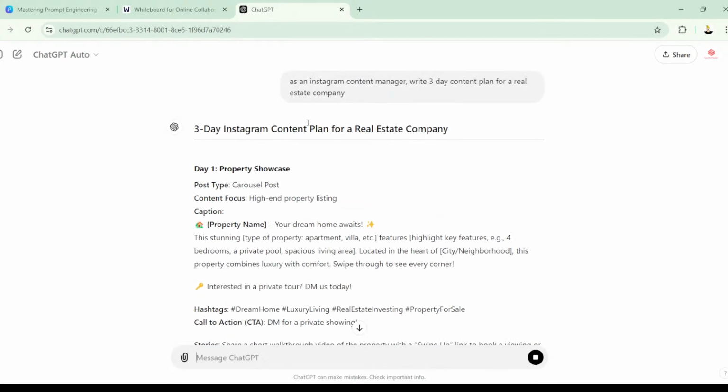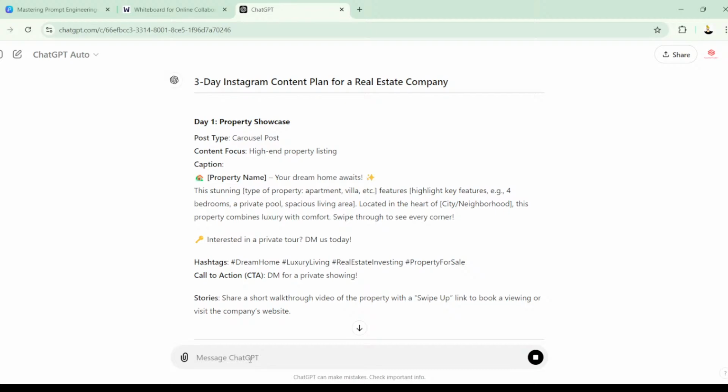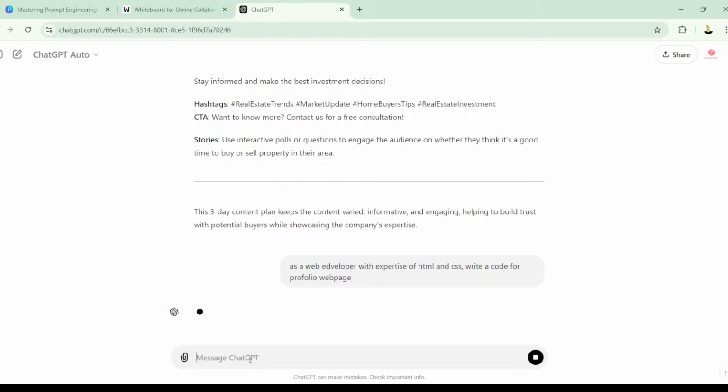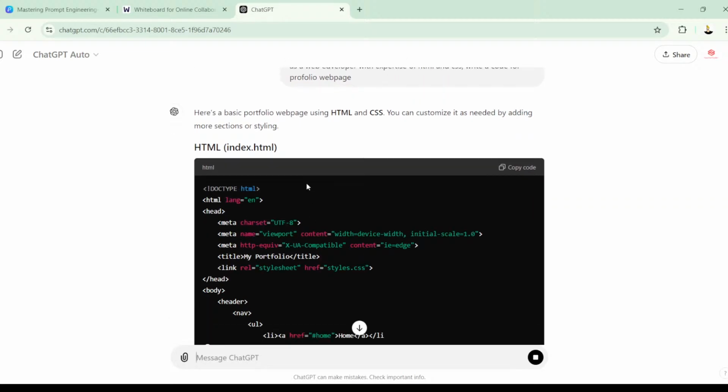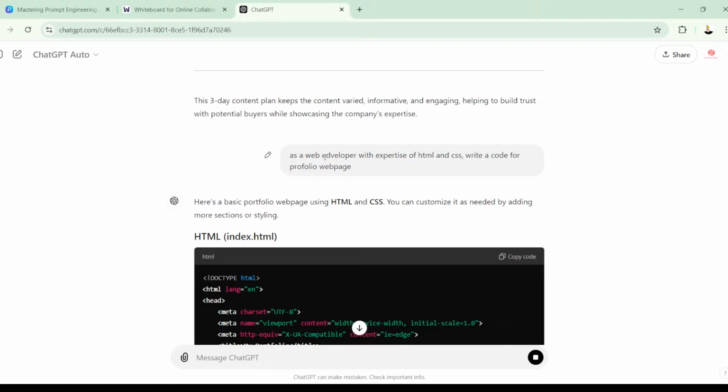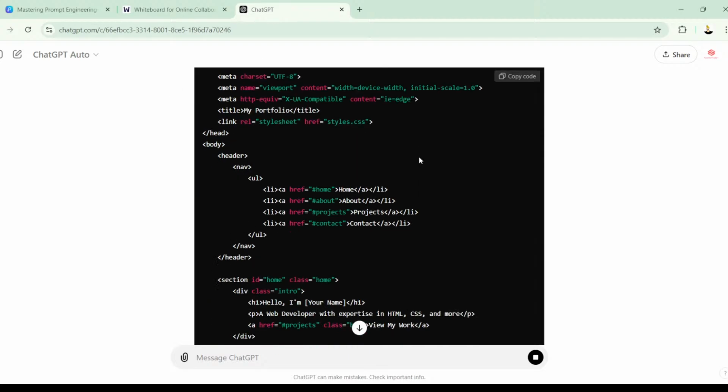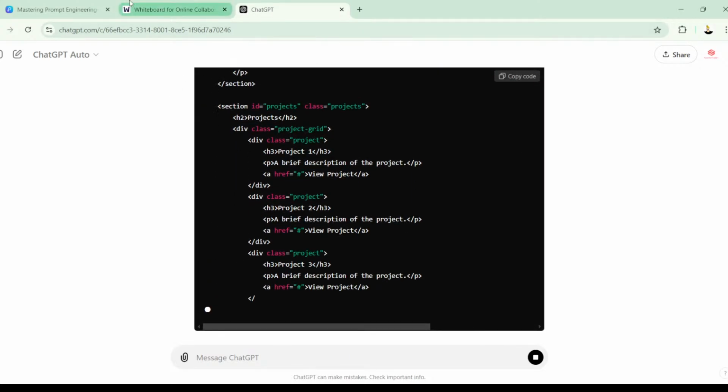See, in the same way you can play the role of a web developer. As a web developer, create a portfolio web page. As a web developer with expertise of HTML and CSS, write a code for a portfolio web page. So this will give you a better response. You can emphasize on HTML if you want here, as a web developer with expertise of just HTML. So this was your example for role play.